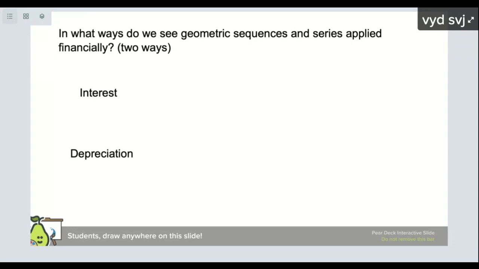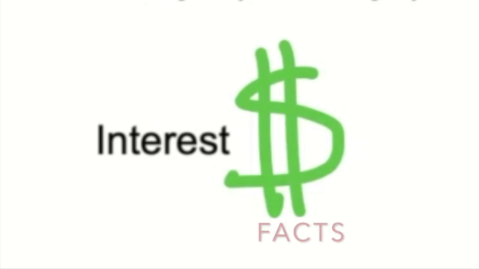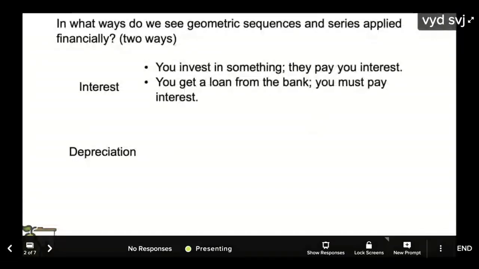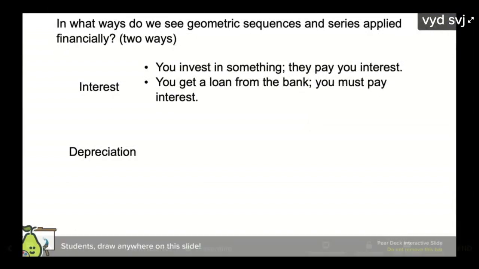This is what we're talking about today, interest rates and money, because we're using geometric sequences applied financially. What does that mean? We're not talking about interest. We're talking about right here, that one thing everybody loves. Everyone loves that. So interest, you're investing in something, pay interest.